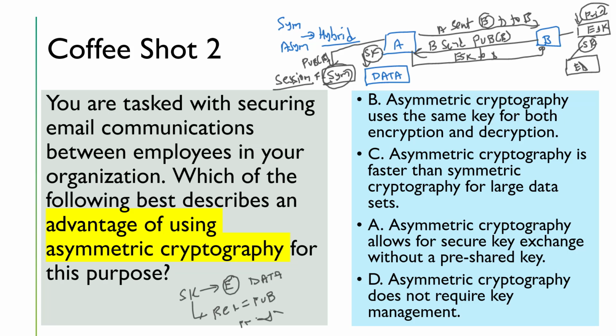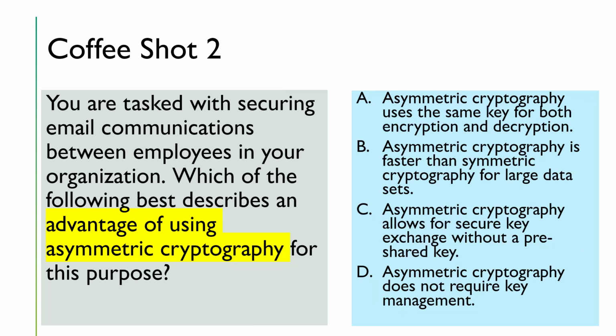Now, back to the question. So we have 4 options. Option A: Asymmetric cryptography uses the same key for both encryption and decryption, which is not true. If you go by the logic, it is not true, right? Because symmetric uses the same key, asymmetric uses one key to encrypt and one key to decrypt.